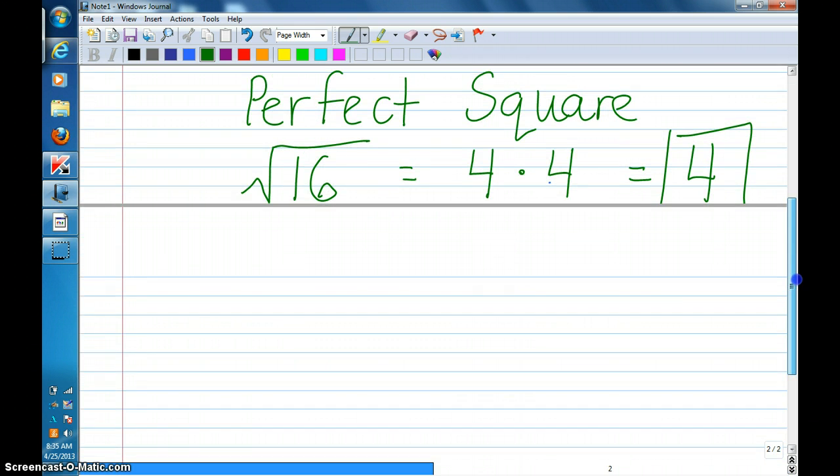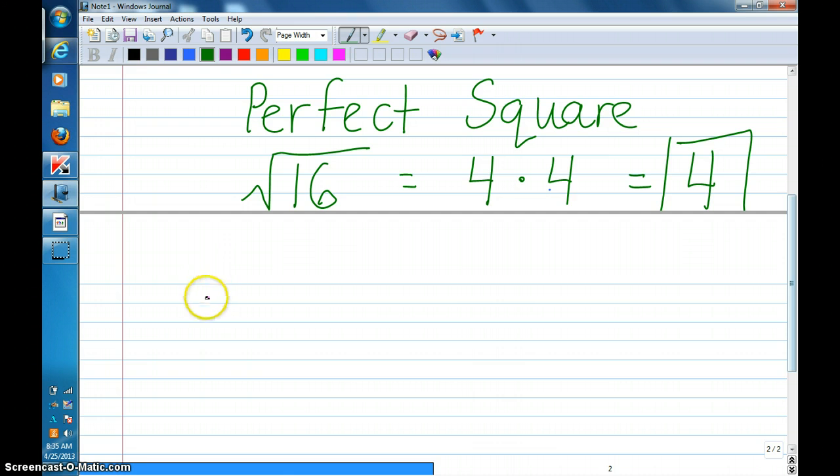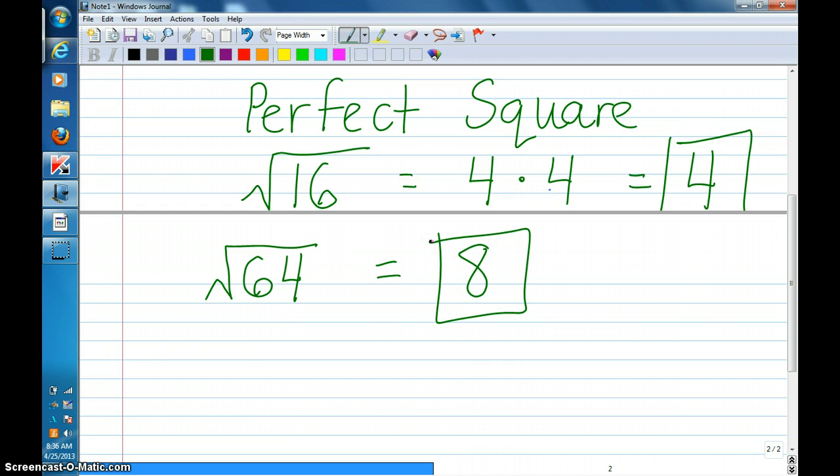Okay, let's look at another perfect square. Go ahead and figure out what the perfect square is. What is the square root of 64? So again, you want to think of what times what, that's the same number, would equal 64. You're right if you said the square root of 64 is 8.